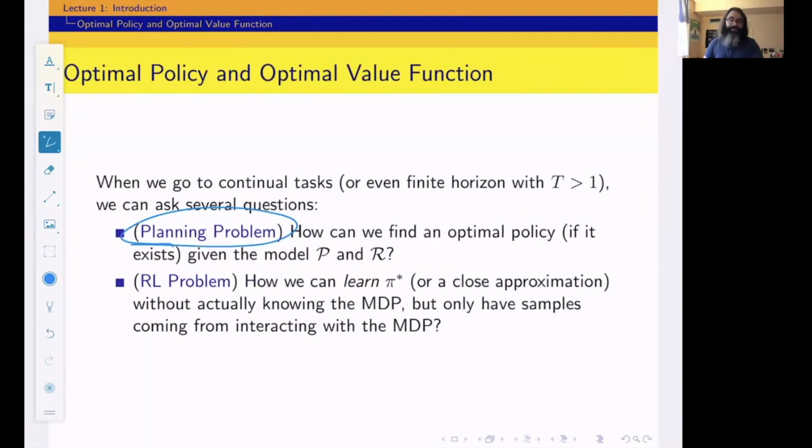The other, maybe more interesting, is when we don't know P and R. So we only have data from the agent's interaction with the environment. We only have Xt's, Rt's, and At's, but we don't know the process that generated that data. Maybe because it is very complicated, like a patient's body generating that data. We don't know what the P is, but it exists. The only thing we see is the data that is generated. That is called the reinforcement learning problem. So I differentiate between the planning problem and the reinforcement learning problem depending on whether we know the model or not.